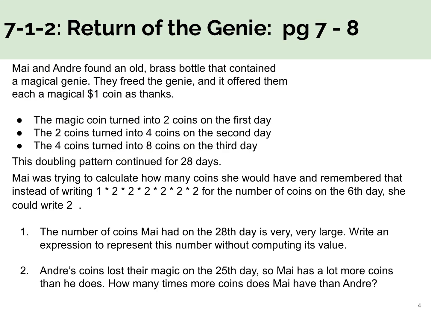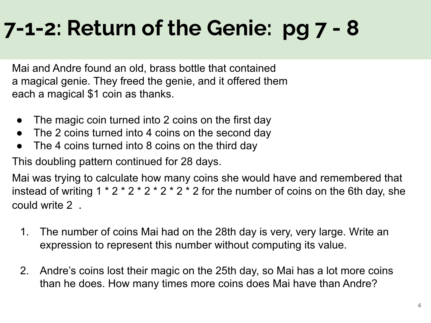All right, so on the bottom of page 7, and it will go into page 8 as far as answering the questions. It says, Maya and Andre found an old brass bottle that contained a magical genie. They freed the genie and the genie offered them each a magical 1 coin as thanks. The magic coin turned into 2 coins on the first day. The 2 coins turned into 4 coins on the second day. 4 coins turned into 8 coins on the third day. This doubling pattern continued for 28 days.